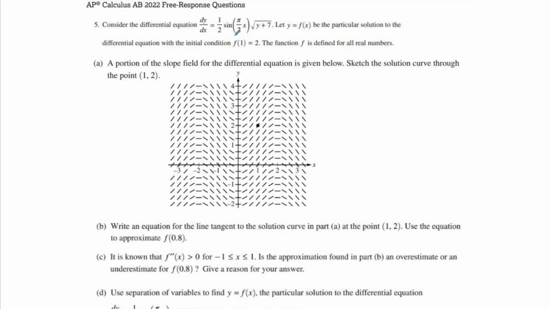So this looks exactly like a particular solution differential equation. The function f is defined for all real numbers. First, a portion of the slope field for the differential equation is given below. Sketch the solution curve through the point (1, 2). So what is this solution curve saying? Well, this basically just means that we are going to take the point we're given, and just draw through the slope field that we're given and follow the path. And this would be good enough. You do not have to draw exactly on the lines. You just have to show that you understand what you're doing.